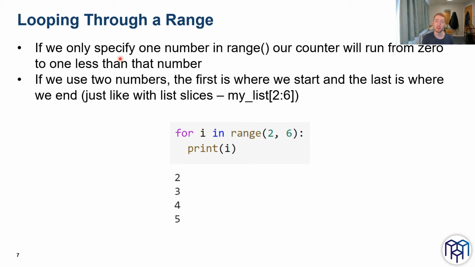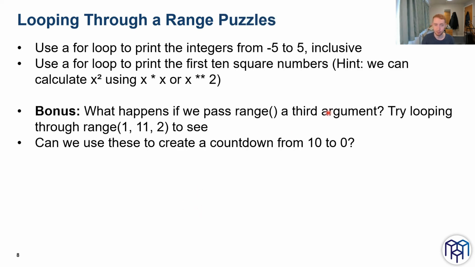So this is very similar to list slices, where if we have the slice 2 to 6, it goes from 2 up to 5 because we don't include the last one. In the same way, range(2, 6) is going to go 2, 3, 4, 5 and not include that 6. And so here we use a counter variable or an iterator variable called i, and we print that out each time and we get the values 2, 3, 4 and 5. That's all of the values in that range there.